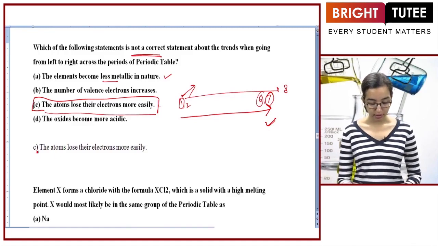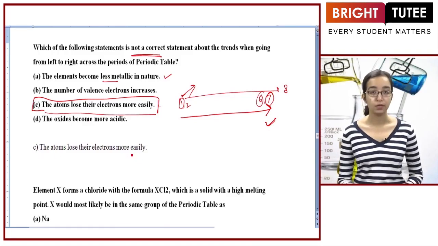So, the answer is C, because "atoms lose their electrons more easily" is a false statement, and all of the other statements are correct.